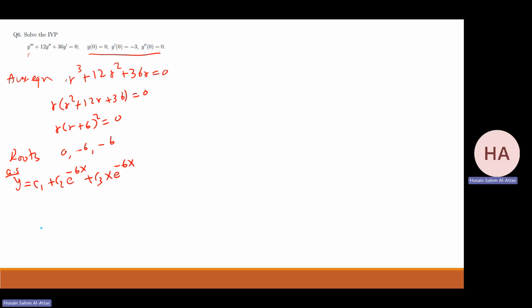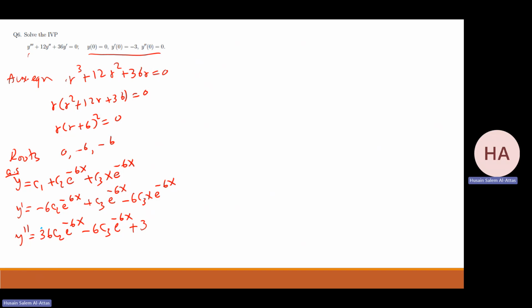I need the conditions, so it means I need y prime and y double prime. Y prime will be what? Minus 6 c2 e to the minus 6x. Here I have a product of two functions. Minus 6 c3 x e to the minus 6x. Y double prime will be 36 c2 e to the minus 6x minus 6 c3 e to the minus 6x plus 36 c3 x e to the minus 6x. Okay, let me do the conditions.